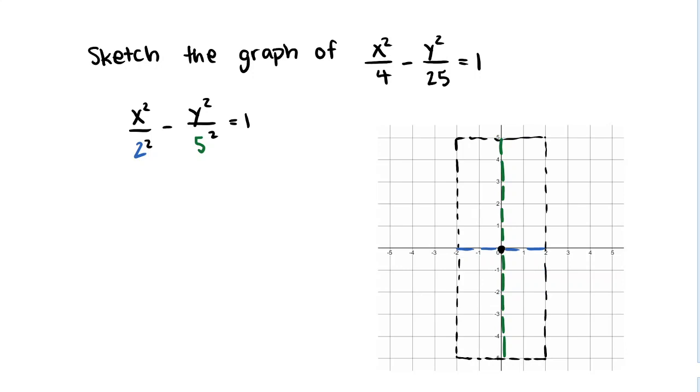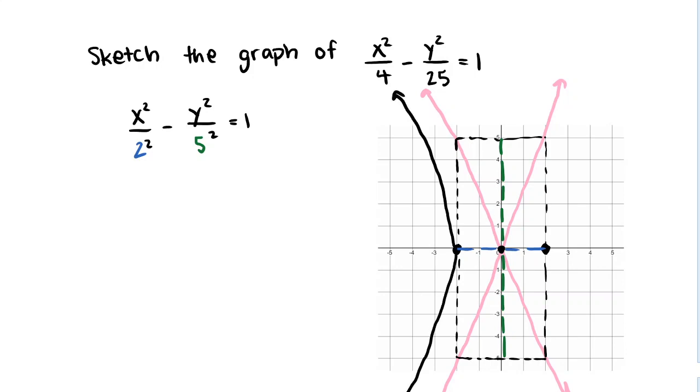And so here the asymptotes come from the diagonals of this box, right? They're essentially lines with a slope of 5 over 2. And so here maybe one asymptote looks like so, and the other asymptote looks like so. Here, the vertices of our graph are on the left and right side of this box, and then away from these vertices, our graph just approaches our asymptotes. So here, the left branch looks something like this, and the right branch looks something like this.